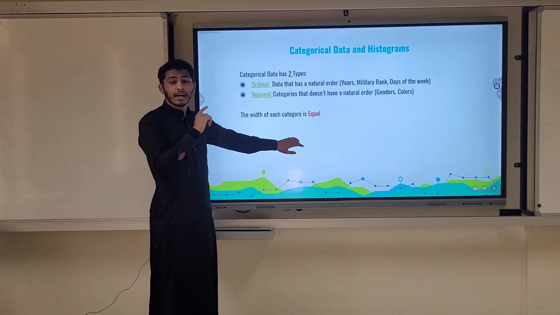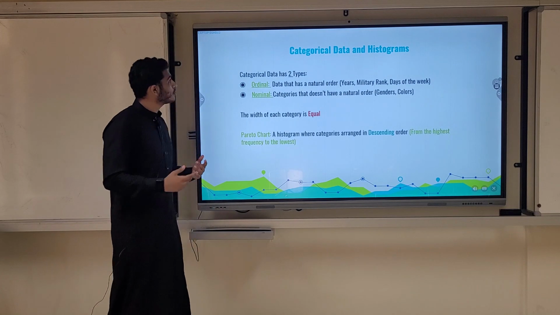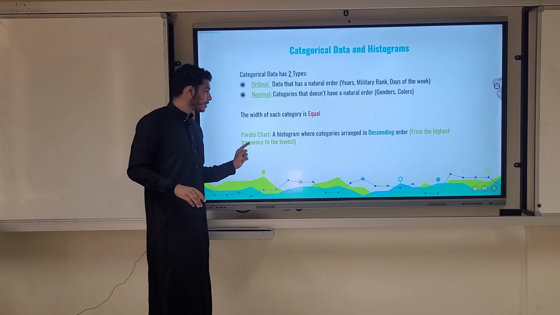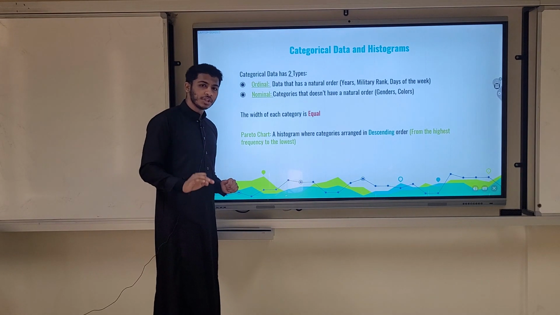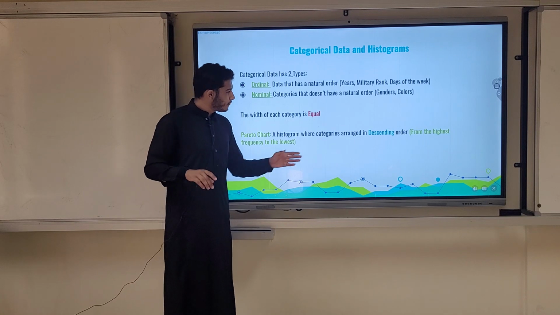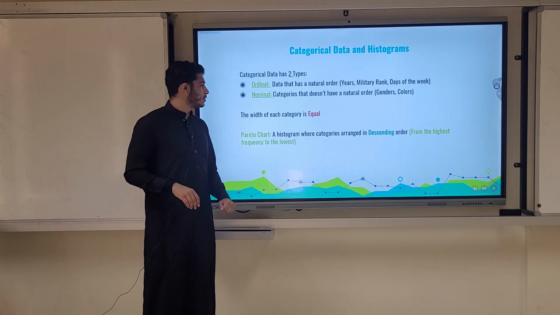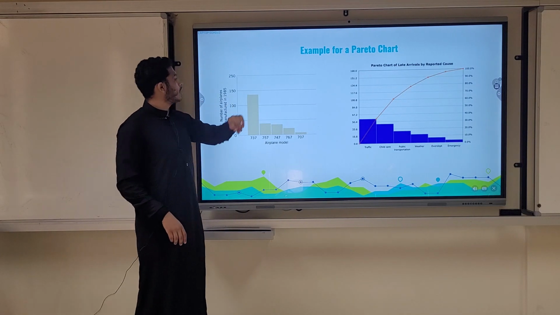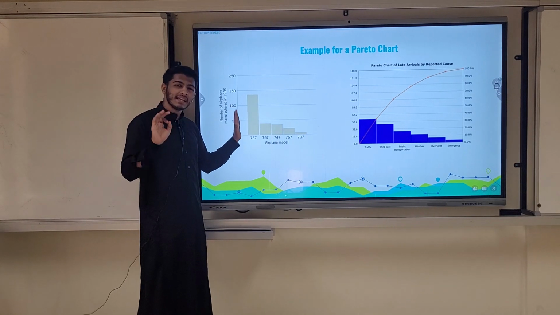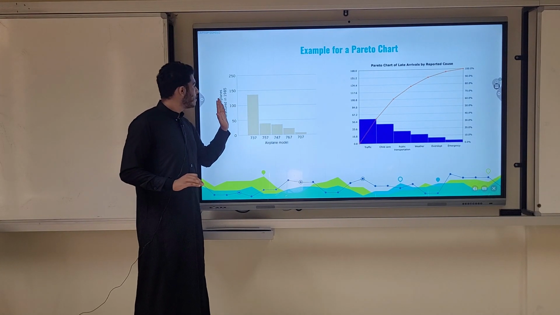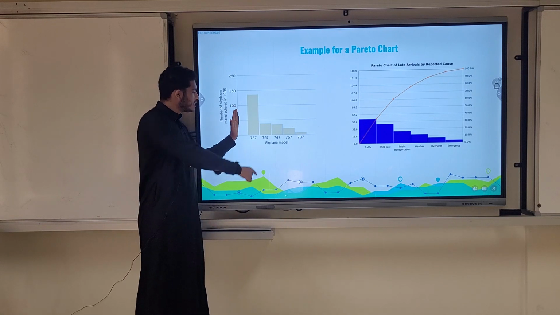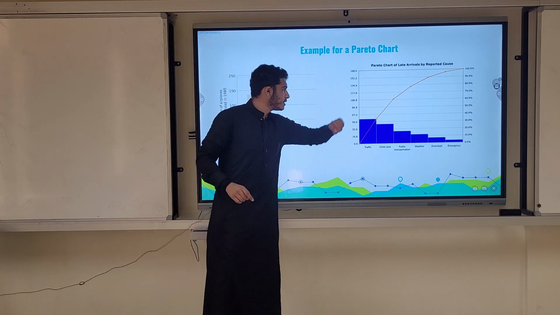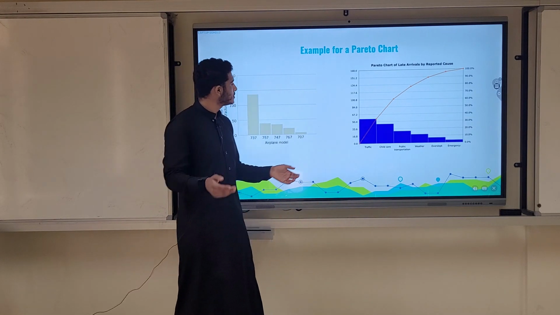Also, we have a special case of categorical histograms, or histograms that describe categorical data. We have something called a Pareto chart. A Pareto chart is a histogram where categories are arranged in a descending order from the highest frequency to the lowest frequency. We have examples for it here. As we can see in the Pareto chart, we have the category with the highest frequency first, then the second highest frequency second, and so on. Same thing goes here. Don't worry about this line. I just found the picture on Google and had the line in it.